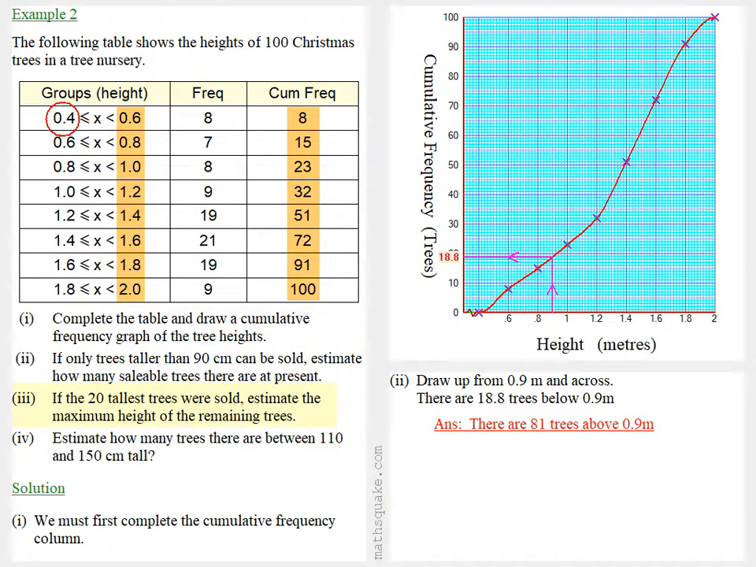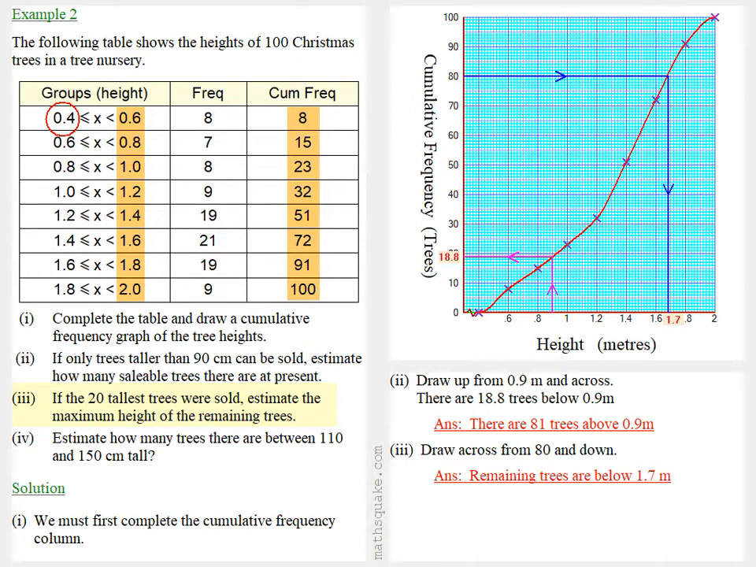In part 3, we're asked if the 20 tallest trees were sold, estimate the maximum height of the remaining trees. Well, if we find 80 on the y-axis, and then look across to the curve and down, that comes out at 1.7. So that means the 80 remaining trees have a maximum height of 1.7 metres. So all the remaining trees are below 1.7 metres.